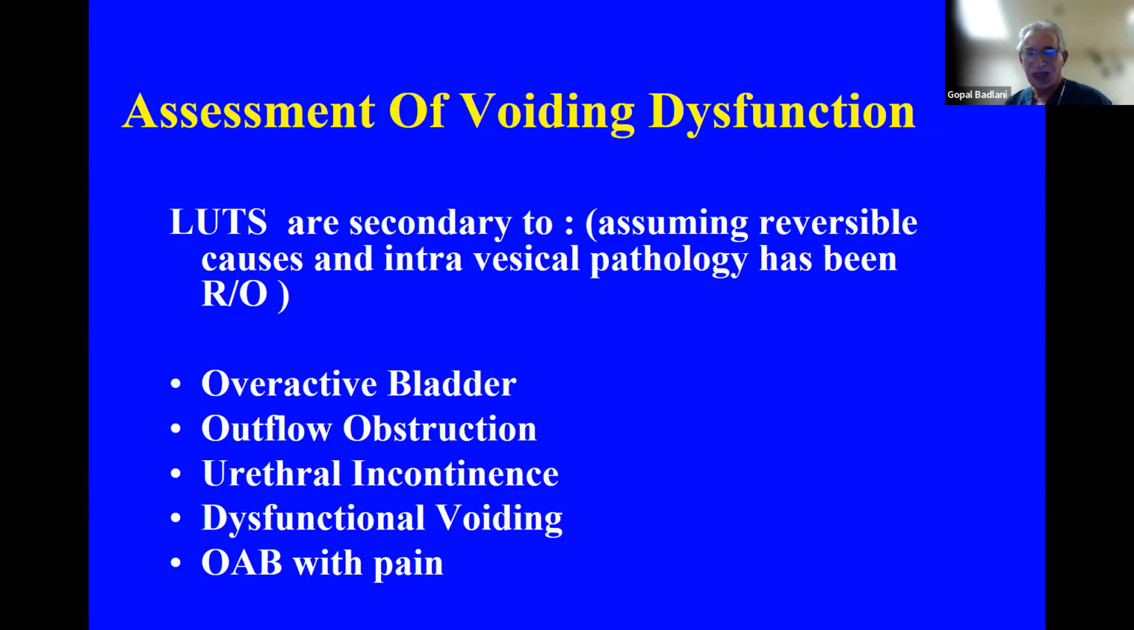In general, LUTS or lower urinary tract dysfunction, assuming that you have ruled out reversible causes, such as the intravesical pathology or reversible causes such as urinary tract infection, are often caused by the bladder being overactive, an outflow obstruction, or the urethra being incompetent. There is the category of dysfunctional voiding, which is less recognized, and overactive bladder with pain, which is interstitial cystitis. These are buckets of diagnosis, not necessarily each a separate one. There can be an overlap.